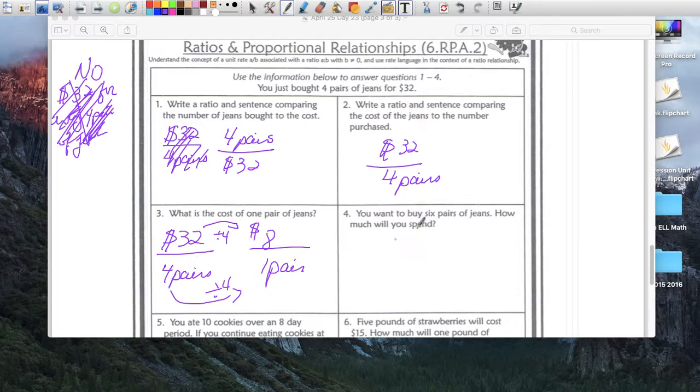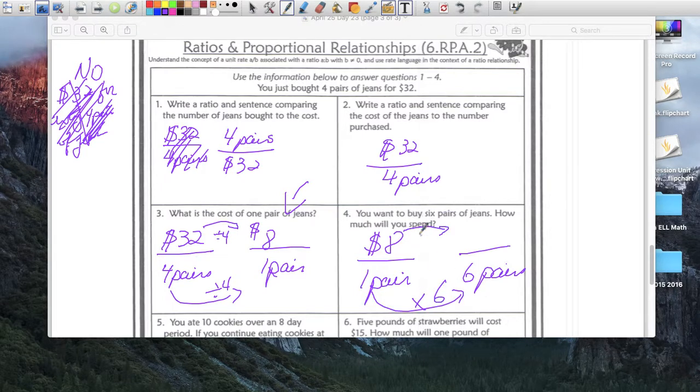You want to buy 6 pair of jeans. How much will you spend? So from here, use the unit rate. Use this one right here, because it's always nice when it's a 1 at the bottom. It makes life very easy. So $8, you get 1 pair. So 6 pairs would be how much? Well, what's the relationship? How are you changing? A factor of 6, times 6. So on top would be times 6. Gives you $48.